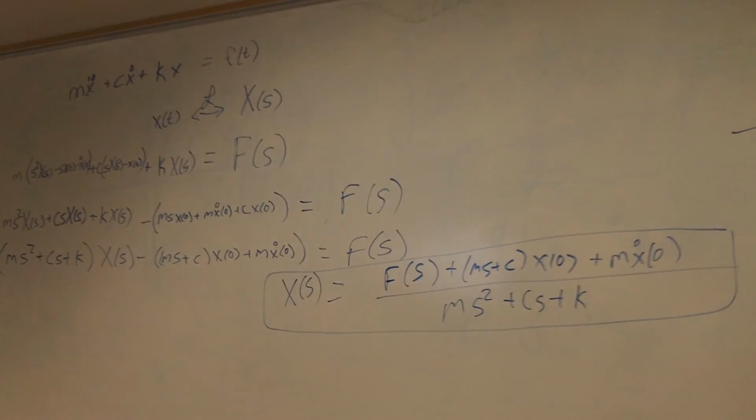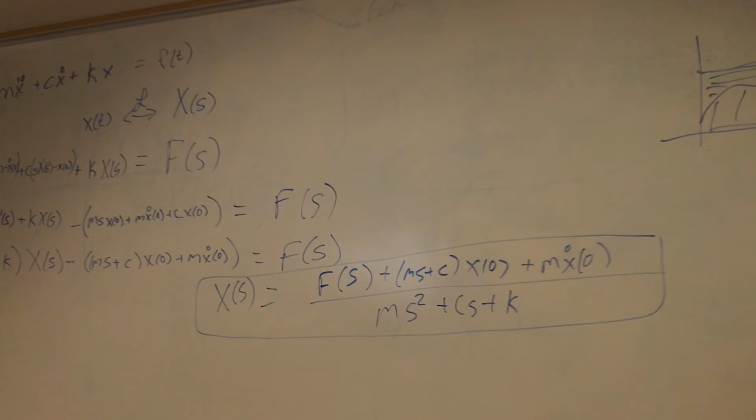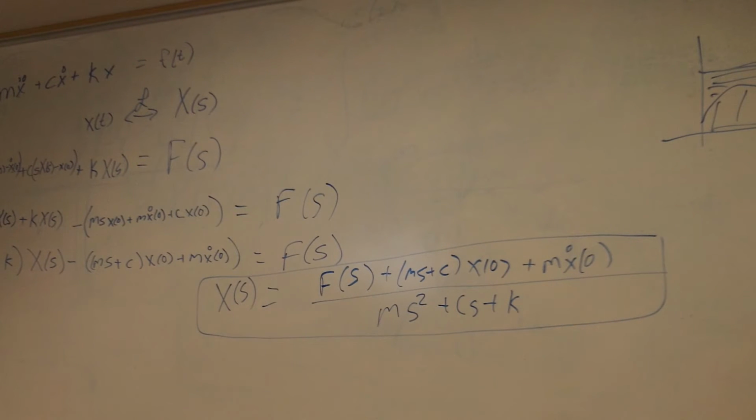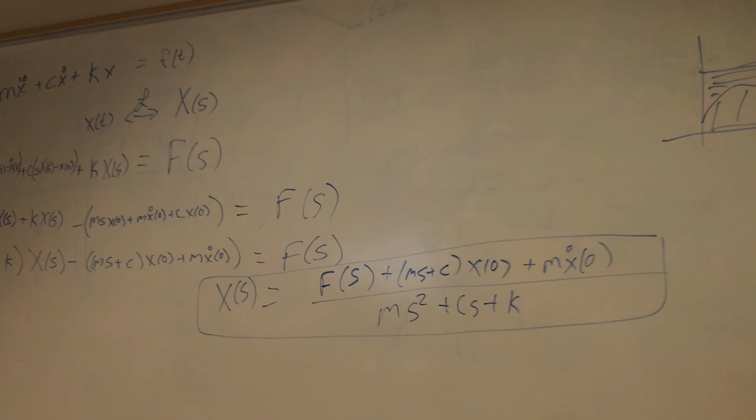I got a closed form solution for what is x. Once you get this closed form solution, you just take its inverse transform, and that gives you what x of t is. Realize I just solved your whole differential equation in a couple lines by using that rather tricky distributive property.